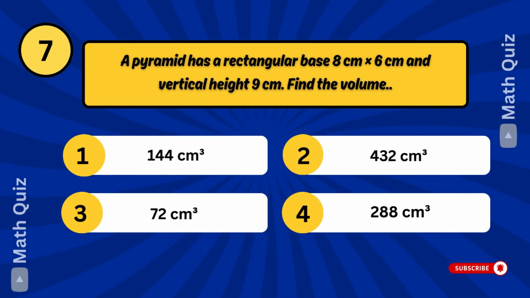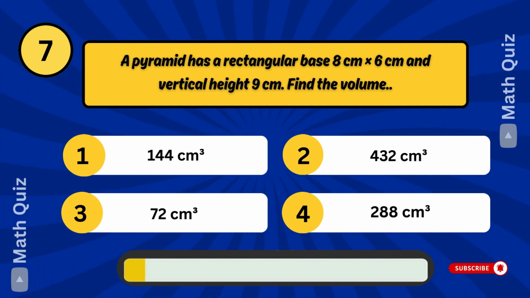A pyramid has a rectangular base 8 cm times 6 cm and vertical height 9 cm.